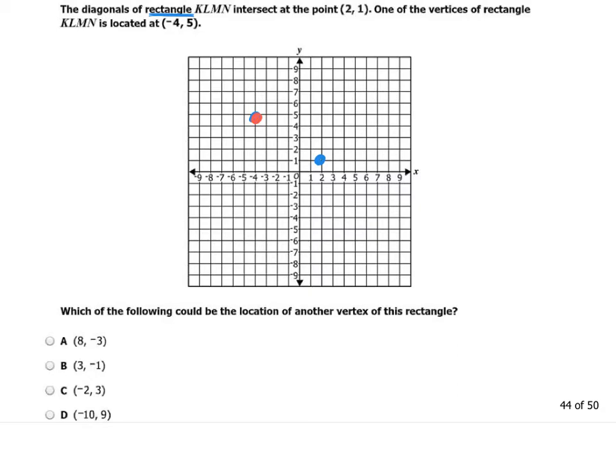So let me go over 1, 2, 3, 4, 5, 6 and down 1, 2, 3, 4. So I went over 6 and down 4. I'm going to do the same thing. Over 6, 1, 2, 3, 4, 5, 6 and down 4, 1, 2, 3, 4. So here is one vertex. And look at that. It happens to be the one that's right here.